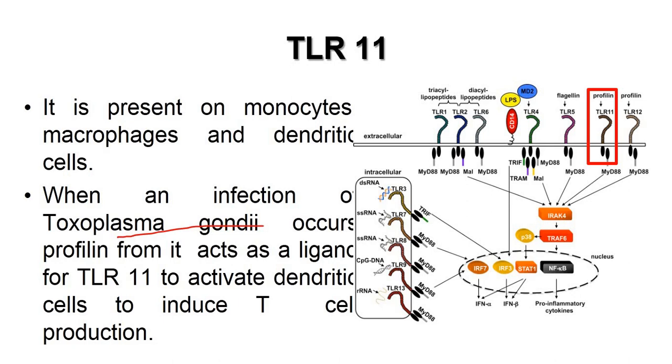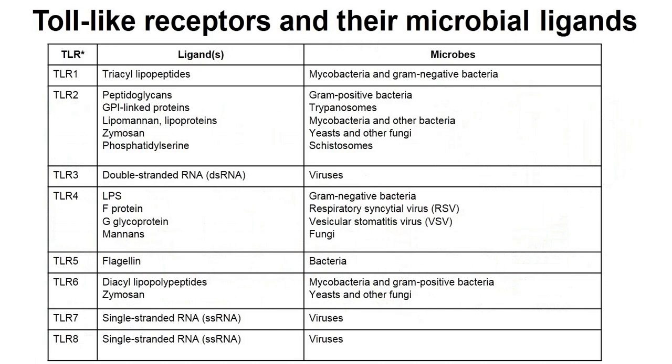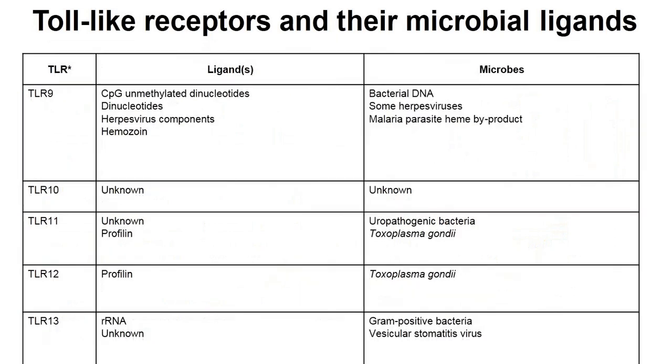If you refer to your book, whatever I have taught is given in a 2-page summary, the Toll Like receptors and the microbial ligands, all the 11 TLRs that I have taught. This is given in a 2-page table together with the ligand and the microbe. I am not repeating it because I have just talked about all this. Just now I talked about TLR12, that is profilin, Toxoplasma gondii, and TLR13, ribosomal RNA, is unknown. It is in gram-positive bacteria and vesicular stomatitis virus, VSV.